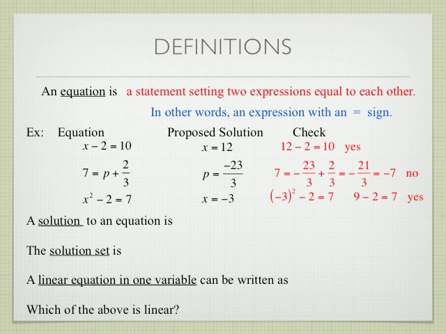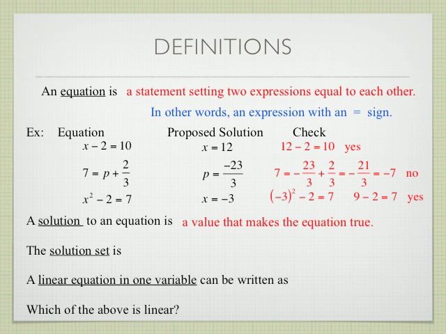Those parentheses are vital. Put parentheses in whenever you're substituting in, especially when an exponent's involved. So negative 3 squared, that's different from negative 3 squared. Negative 3 squared is 9. Subtract 2 is 7, so that is a solution.